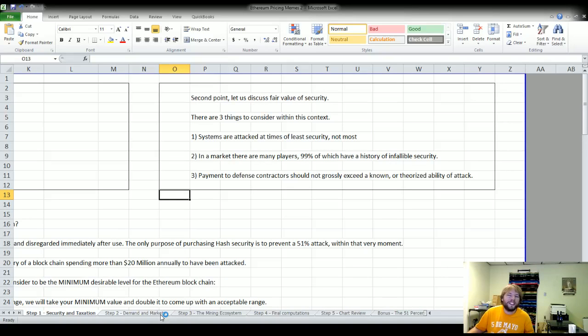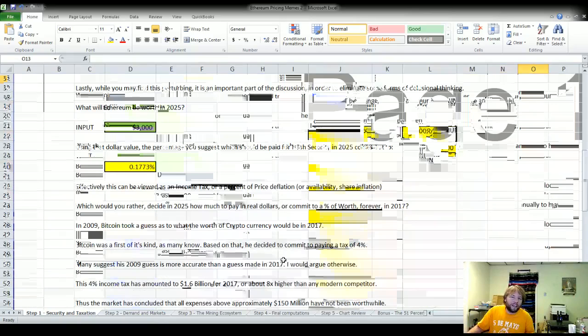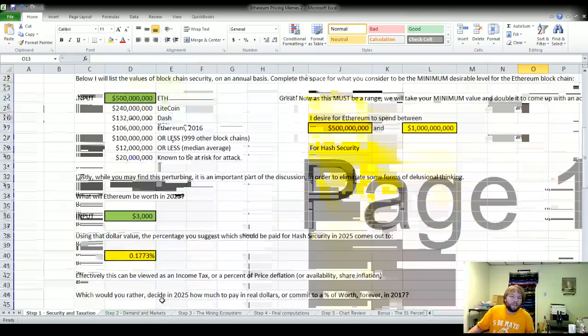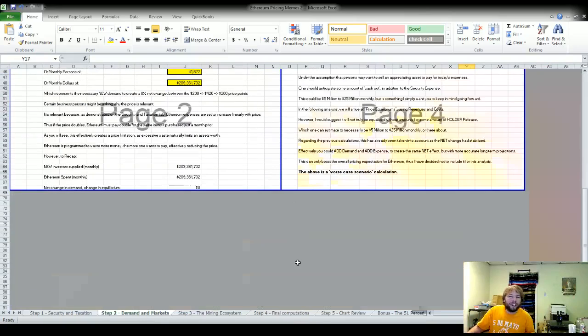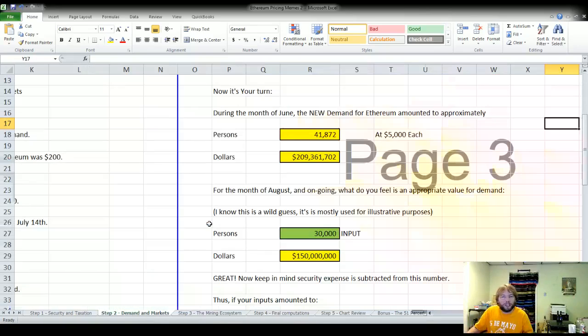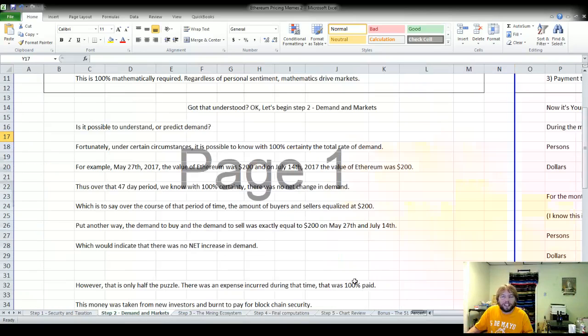Let's discuss fair value of security. There are 3 things to consider in this context. Systems are attacked at times of least security, not most. In the market, there are many players, 99% of which have a history of fallibility in security, and payments to defense contractors should not grossly exceed known or theorized abilities of attack. Just keep that in mind. And now for demands and markets, this part is going to be kind of fun.